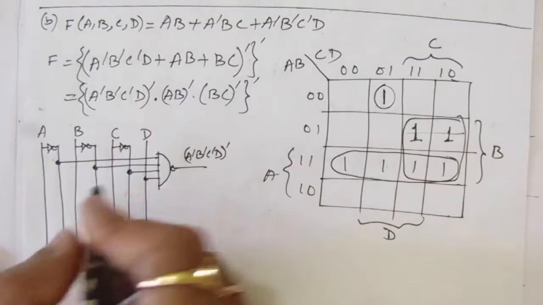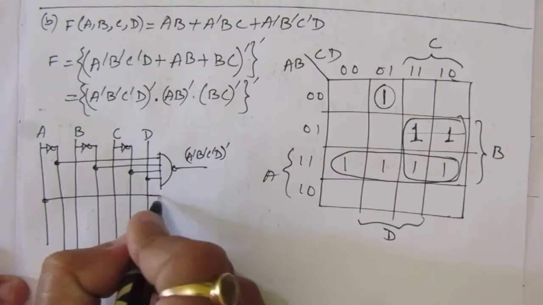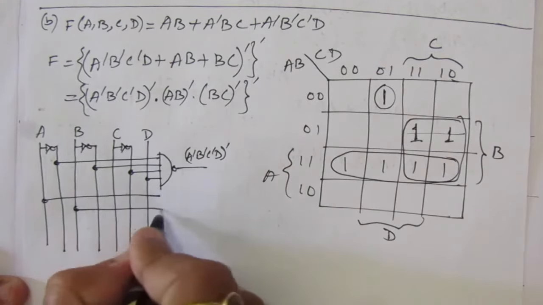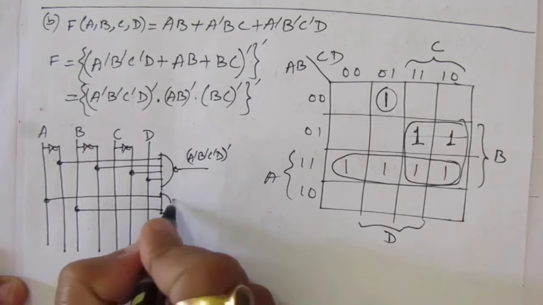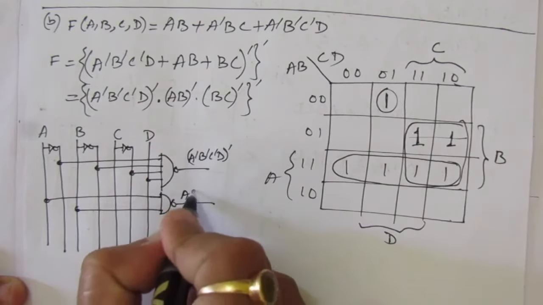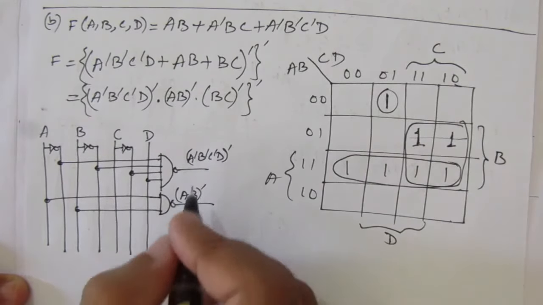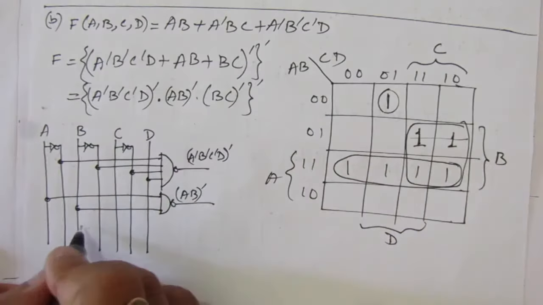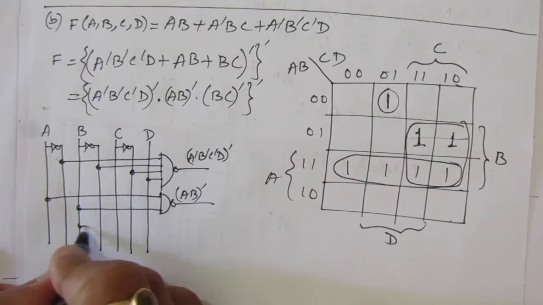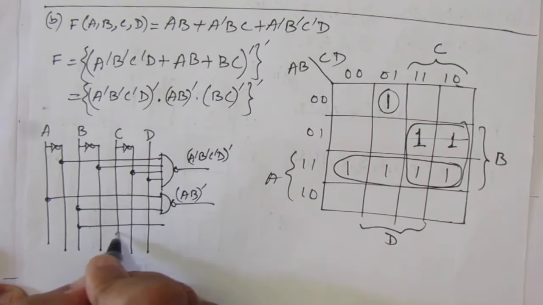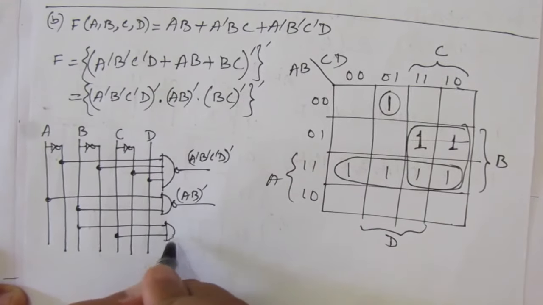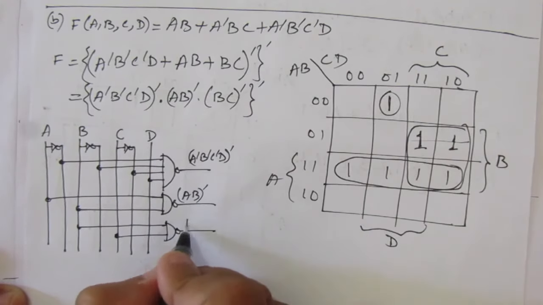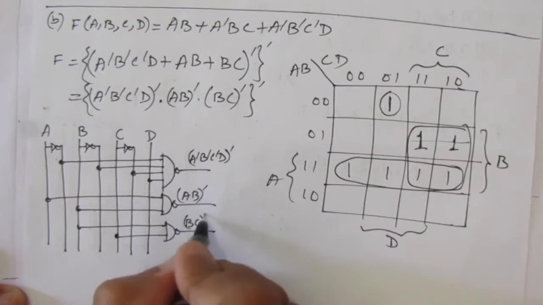Then we have A, B. This is A and this one is B. Use a NAND gate and we'll get here AB whole bar. Then we have BC whole bar. We have B and C. Use a NAND gate and we'll get here BC whole bar.